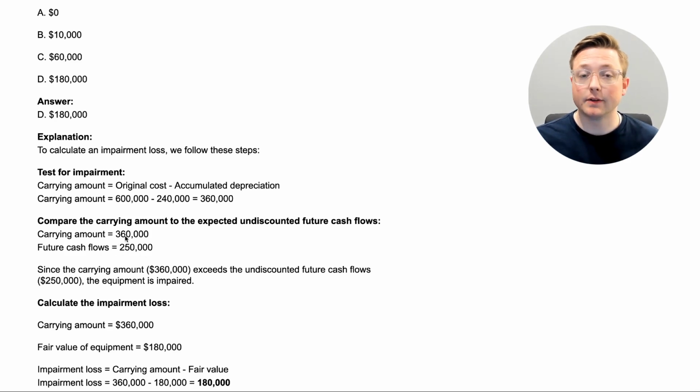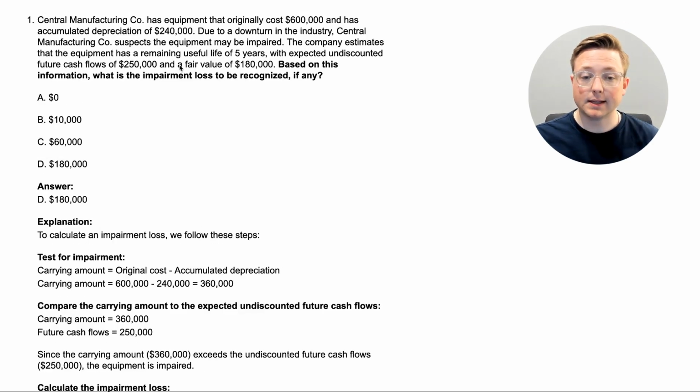This is just to see if an impairment is necessary. Now that we know that an impairment is necessary, now we go down here. We calculate the impairment loss by taking the carrying amount and subtracting the fair value of the equipment that they think it should be. So if you scroll up here just a little bit, it said that the fair value is $180,000 now that they've done some thinking and researching. They think that the fair value is $180,000.